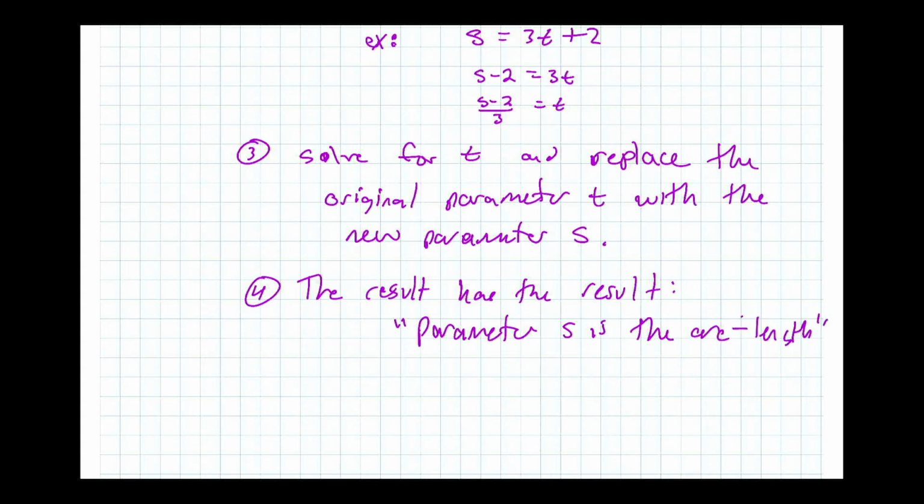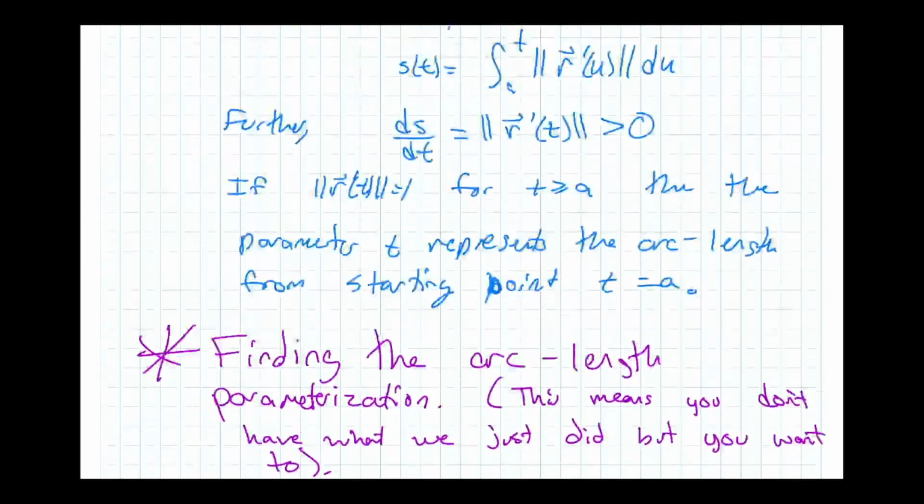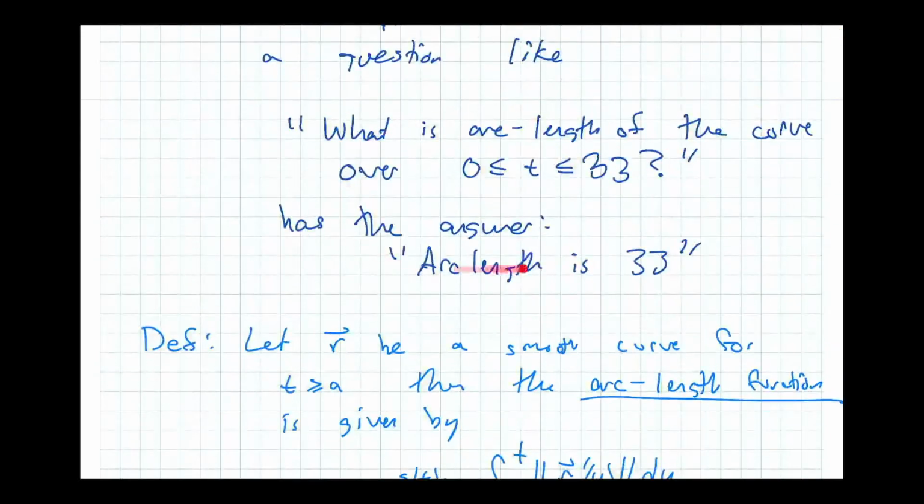Okay. Now, remember, what does it mean for the parameter to be the arc length? It means this kind of thing. That's what we're talking about. So you can make that happen if you really want it to happen.